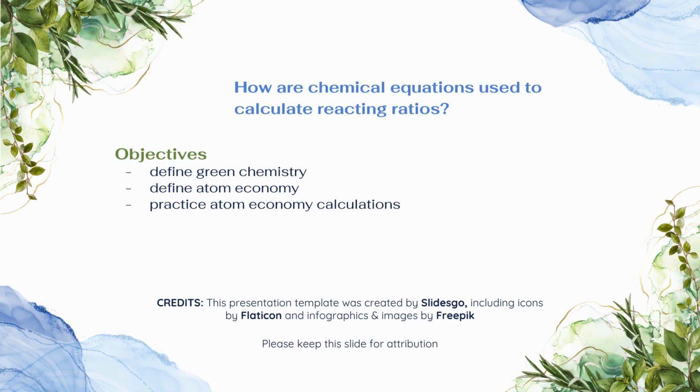And can you believe that we have already accomplished our objectives? We defined green chemistry, considering all aspects of a reaction and their impacts on the environment. We defined atom economy, looked at how we can find the equation for it in our data booklet, and then we did some of those calculations.